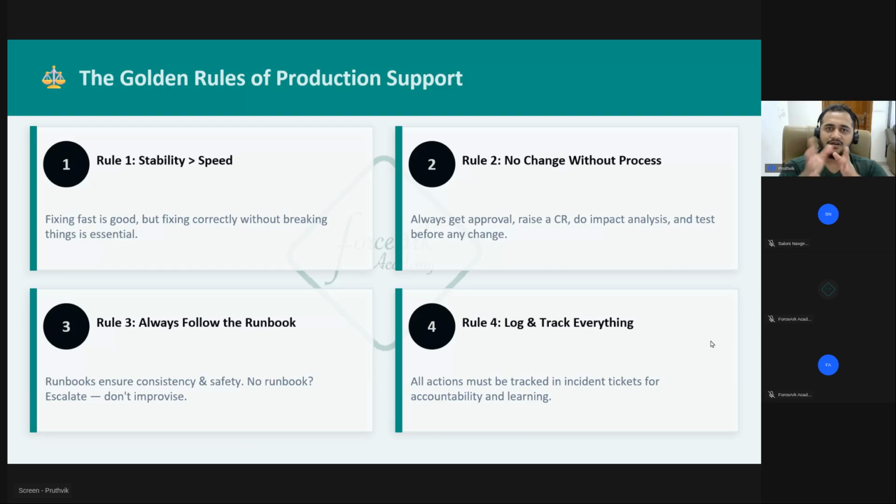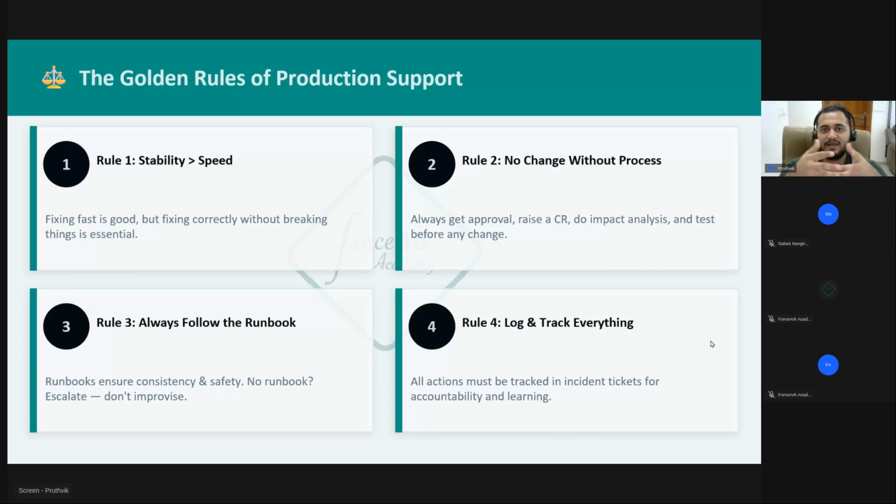And most of the major outages which you see in the world right now mostly happen because someone has skipped the process somewhere, right? So you have to keep tightening your process throughout in order to make your production stable, right? So there's nothing which happens in production without a process.